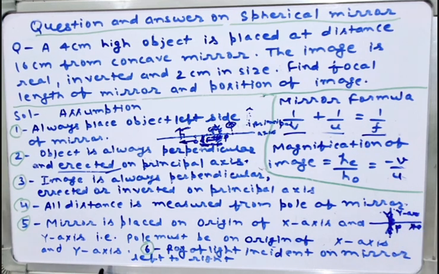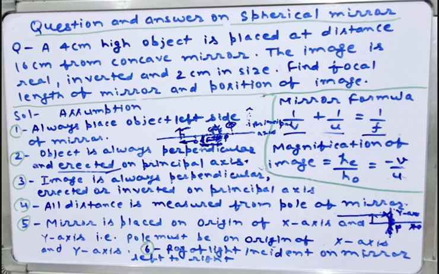Now the sixth assumption is that the ray of light is incident on the mirror from left to right. So always we place the object on the left side, then the light must go from left to right, for all spherical mirrors. So these are the six assumptions you must remember while solving numerical problems based on spherical mirrors.